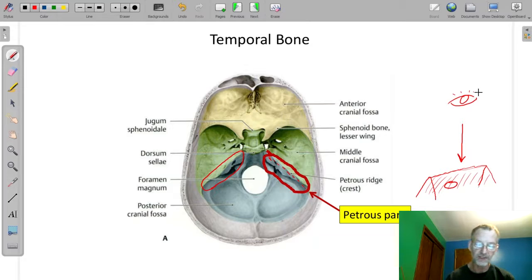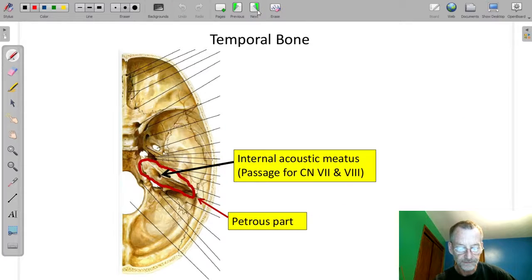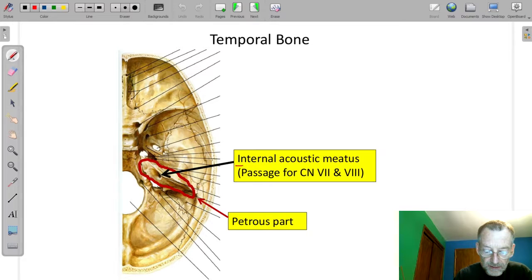A little hard to appreciate in this slide. Okay, there is the petrous portion again, and you know that we're talking about the temporal bone. And there is the opening that I introduced you to in the other slide. This is the internal acoustic meatus.